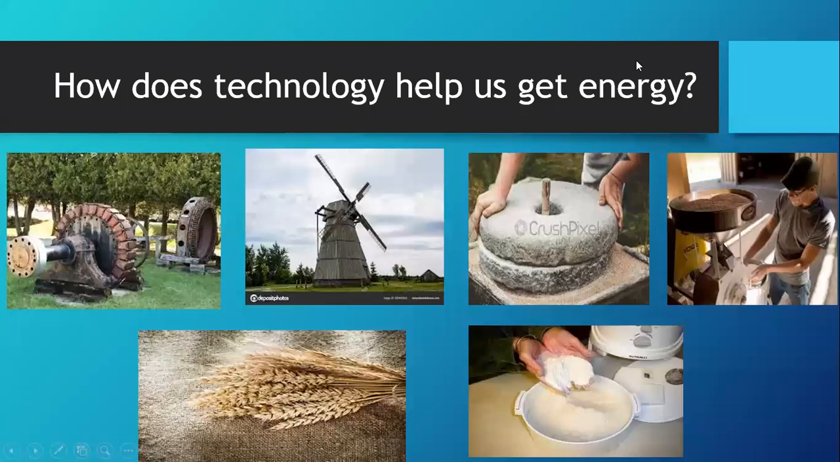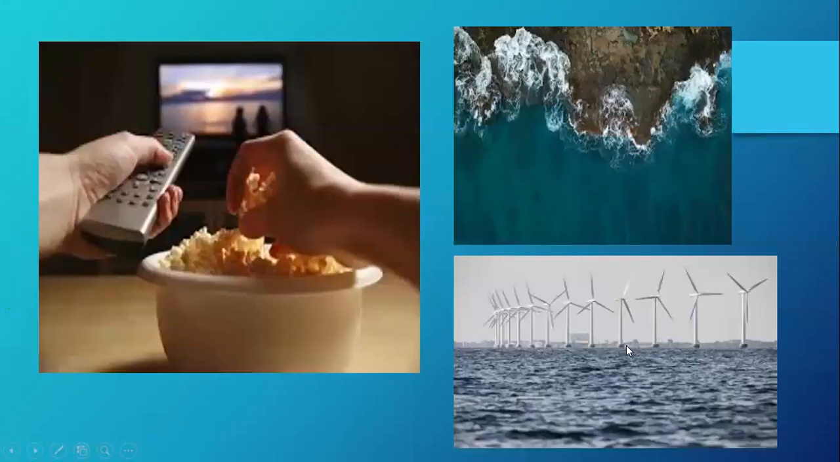Good morning. Today our lesson is how does technology help us get energy? In the past, they used mills to grind the grains to make flour. All of those pictures are kinds of mills. They used these mills to grind the grains down to flour, so we can take the flour and make some of the foods that we need to eat.